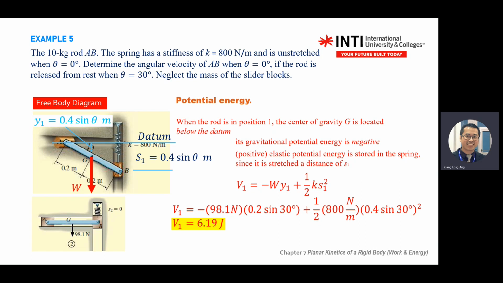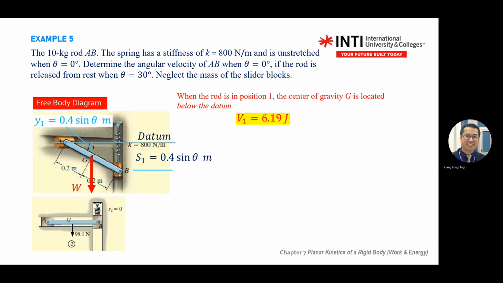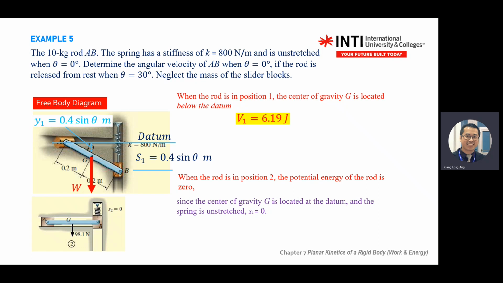You repeat the same for the second case. In the second case, what happened to the mgh? It's 0. Then your spring also stretches, right? So for position 2, the potential energy is 0. And when you return to 0 degree, the question already tells you it was unstretched at 0 degree. So unstretched means no energy, so your spring also 0. So at position 2, your potential is 0. So you need to read the question carefully.